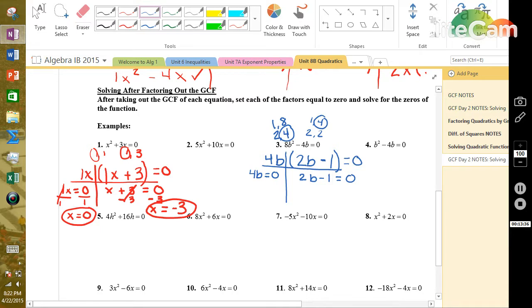Solve for b. On the left, the inverse of multiplying by 4 is dividing by 4. 0 divided by 4 gives me 0. On the right side, to solve for b, first I do the inverse of subtraction, which is addition. So I add 1 to each side. 2b equals 0 plus 1, which is 1. The inverse of multiplying by 2 is dividing by 2 on each side.